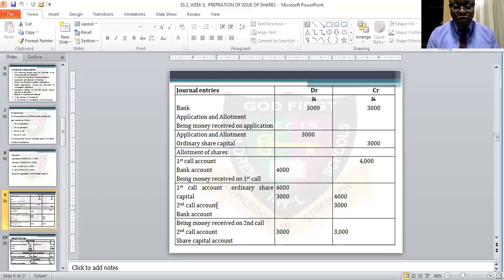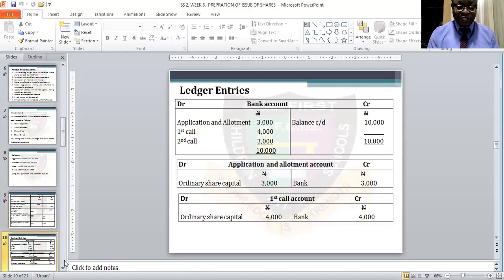For the second call is 3,000 naira. For the second call, ordinary share capital 3,000 naira will be credited, being money received on second call. That is the end of the journal entry. Then we also have ledger entries as well.